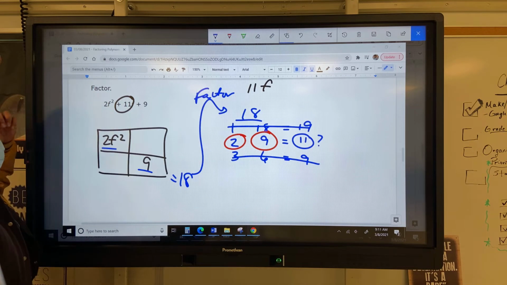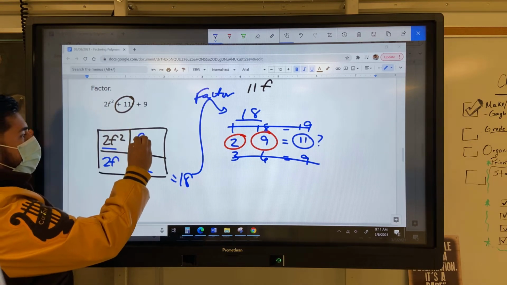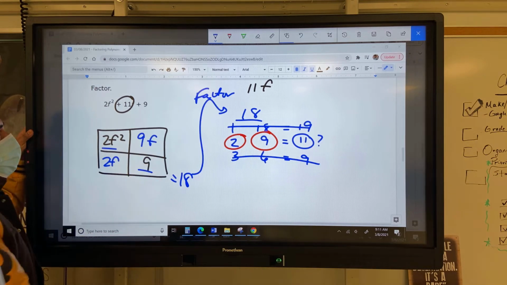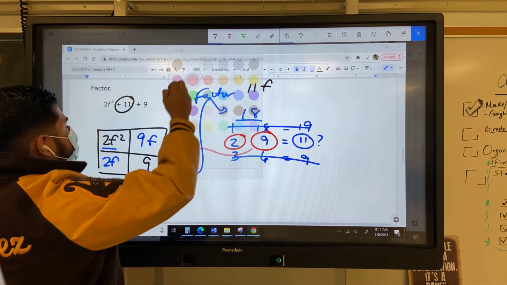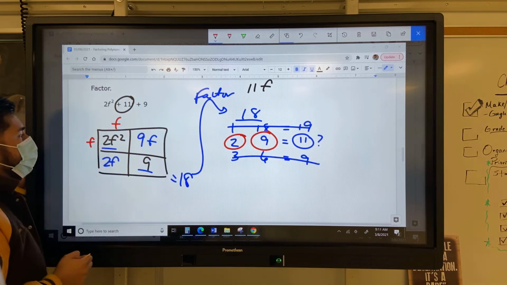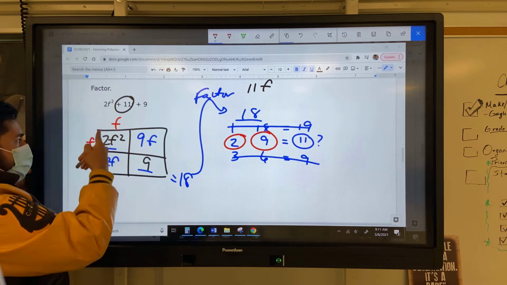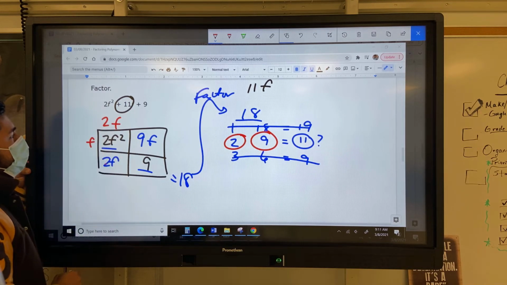Come over here, it's f, so we got 2f, 9f, and then we start working to the outside. f squared tells me there's an f and an f. What do 2 and 2 have in common? They're both divisible by 2. And now let's work outside.